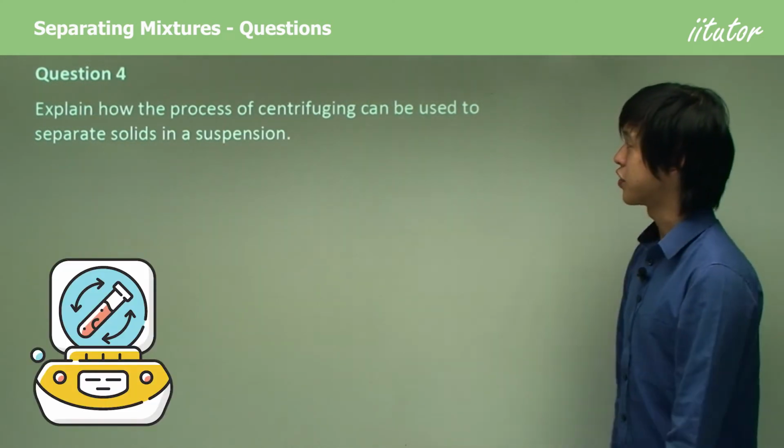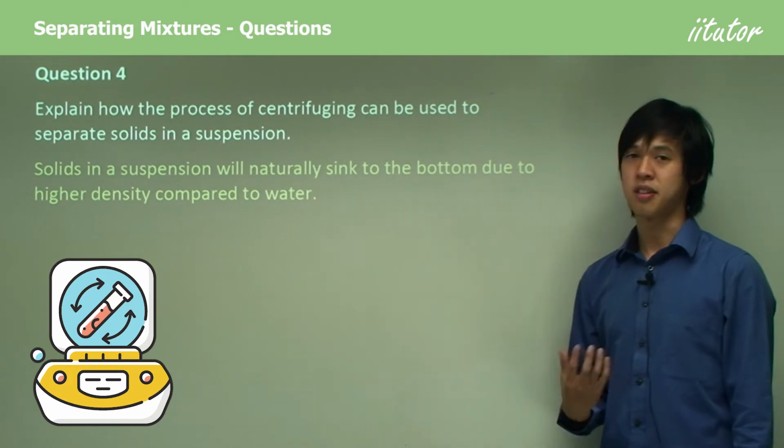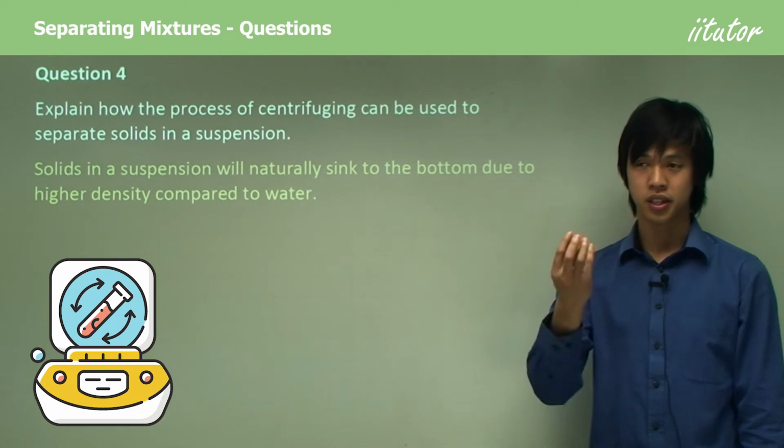Explain how the process of centrifuging can be used to separate solids in a suspension, so solids that are in a sort of liquid. So solids in a suspension will naturally sink to the bottom due to the high density compared to water. So if they have a higher density compared to water, they'll sink to the bottom.